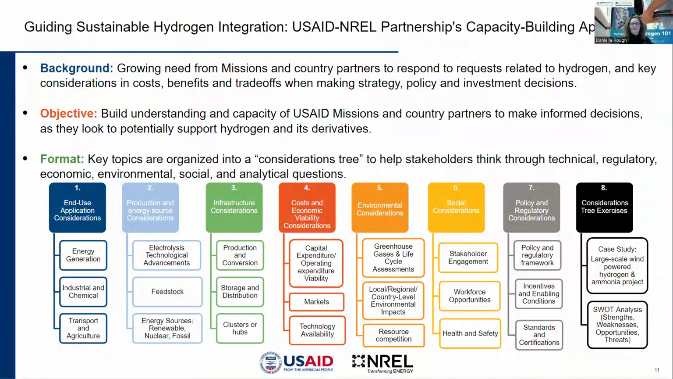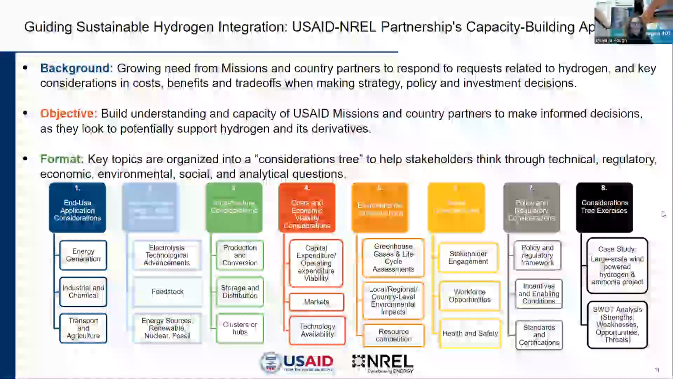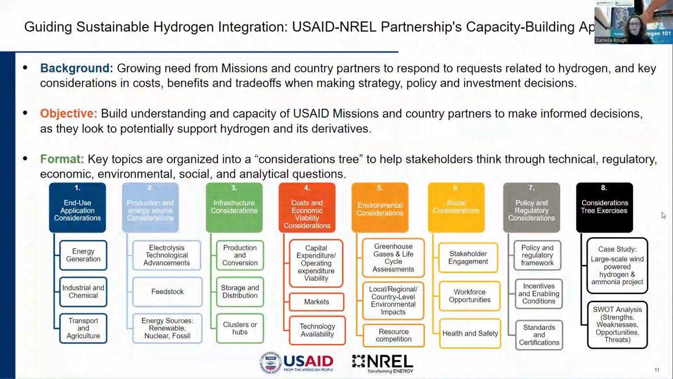So we have a program of 8 modules, kicking off with end use application considerations and then diving into production and energy source considerations. Then we have a 3rd module on infrastructure, a 4th module on cost and economic viability, 5th module on environmental considerations, 6th on social. Then we finally dive into policy and regulatory considerations.